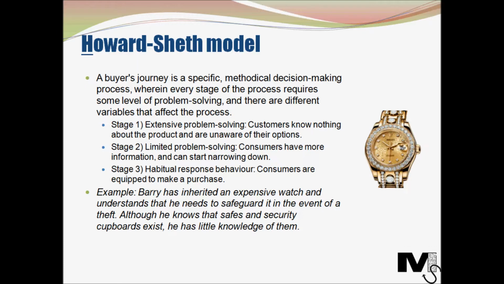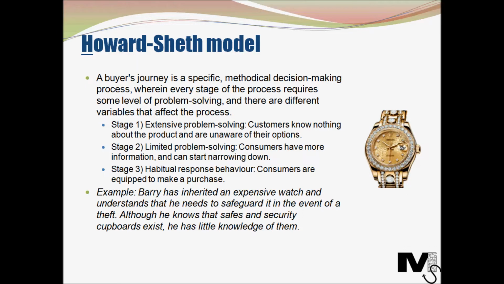We now go into the variables that affect the different stages of the process, but what we can do is look at an example before we get started on the variables, and we'll use this example throughout the explanation of this model. So, Barry has inherited an expensive watch and understands that he needs to safeguard it in the event of a theft. Although he knows that safes and security cupboards exist, he has little knowledge of them.